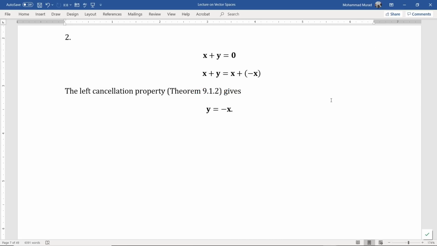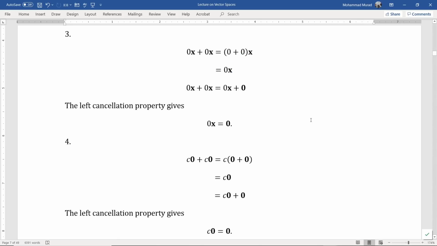Let's try to prove statement 2. We are given that x plus y is equal to the zero vector. But the zero vector can be replaced by x plus negative x. Now, by the left cancellation property we proved in Theorem 9.1.2, we have the following result. y must be equal to negative x. So this proves that the additive inverse of an element x in the set Rn is unique.